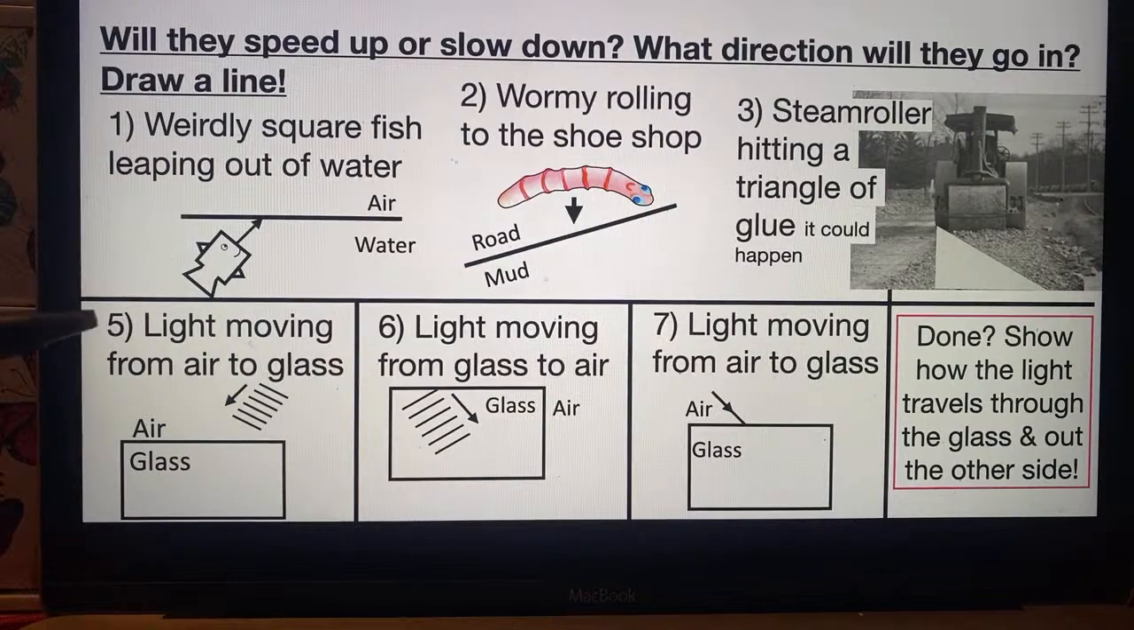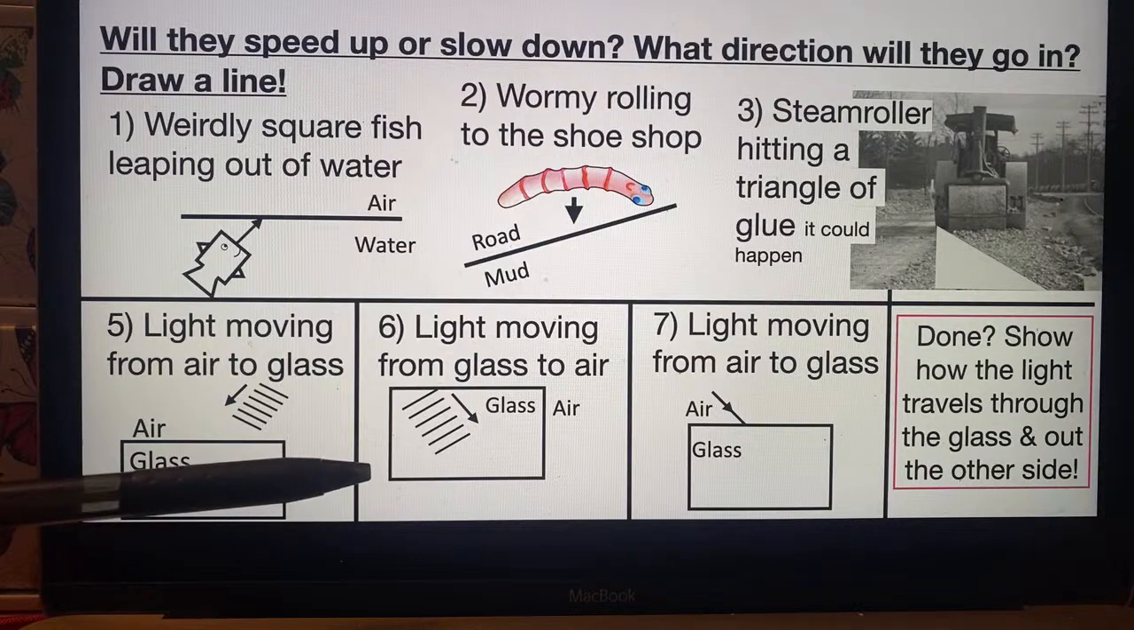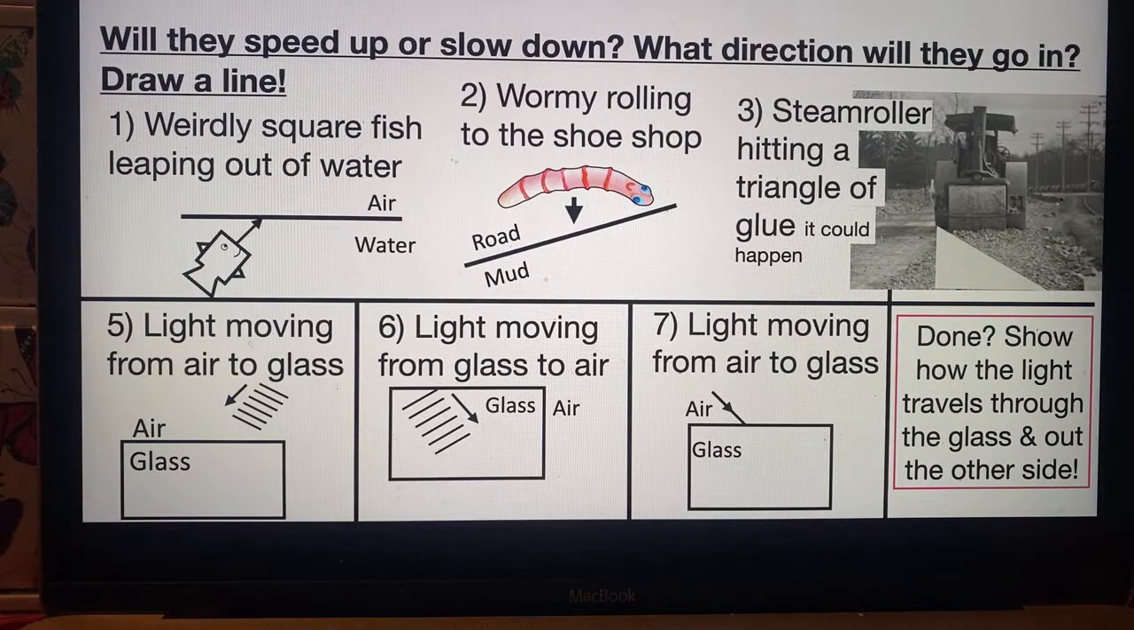Question number 5, starting to get a little bit more sensible now. Light moving from air into glass at an angle, so coming from the top right towards the bottom left where the glass is. Speed up or slow down, what direction is it going to bend in? Same question again, but this time light is coming from the top left towards the bottom right, going through the glass block, and it's coming out into air.